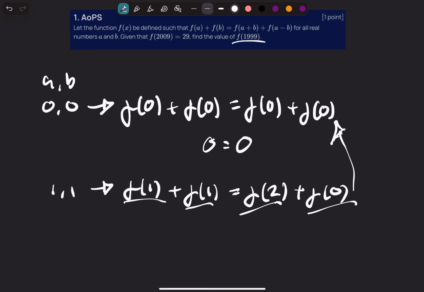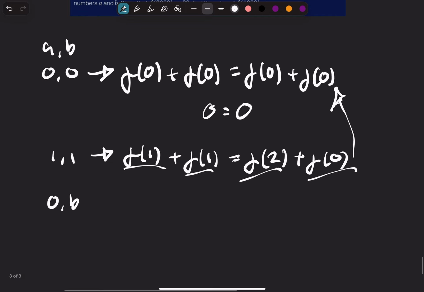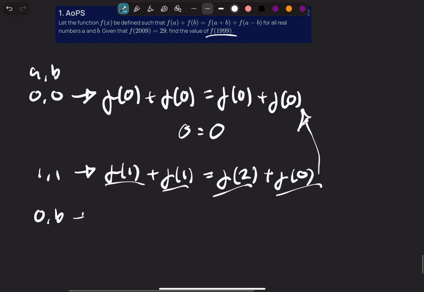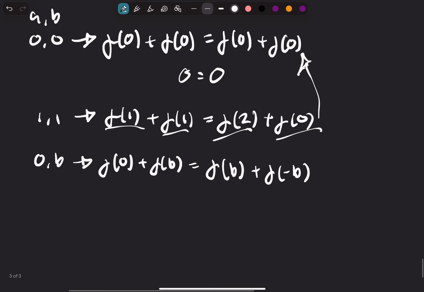Now let's substitute in a equals 0, and keep b. If we substitute in a equals 0, then we get f of a, which is f of 0, plus f of b, that stays the same, equals f of b plus 0, which is just f of b, plus f of 0 minus b, which is f of minus b. Now if we subtract f of b from both sides, then we get f of 0 equals f of negative b.